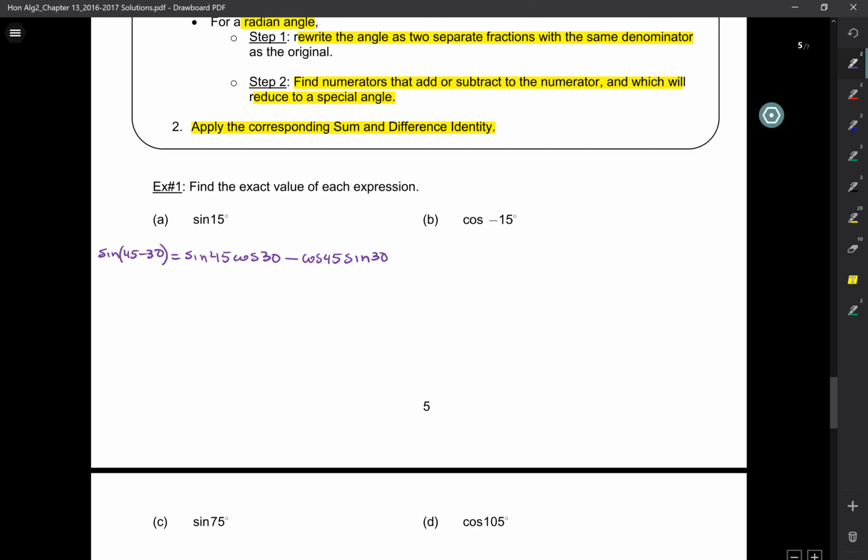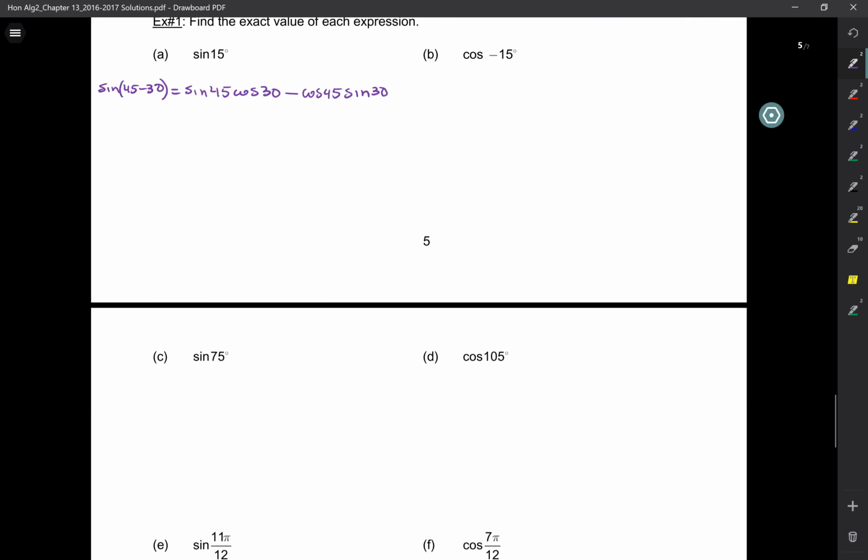Okay. Could you have done 60 and 45? You could have. Right? And you have to make sure that the order of the angle stays the same, otherwise none of it works. Okay, so now, this is why we learned all of that.